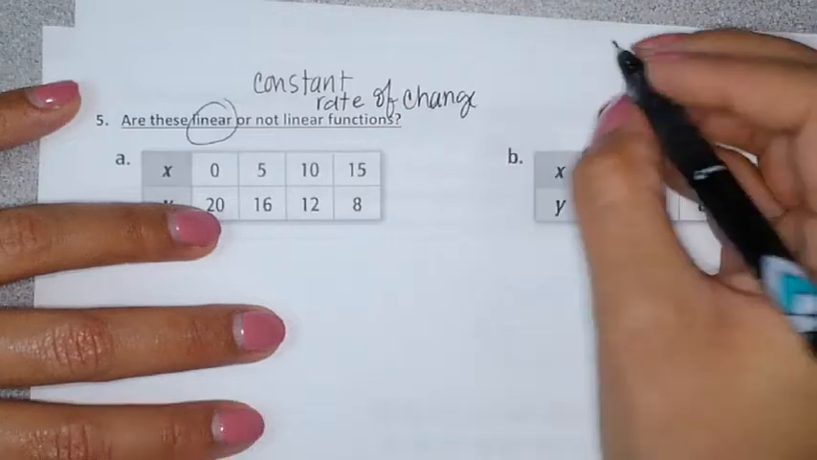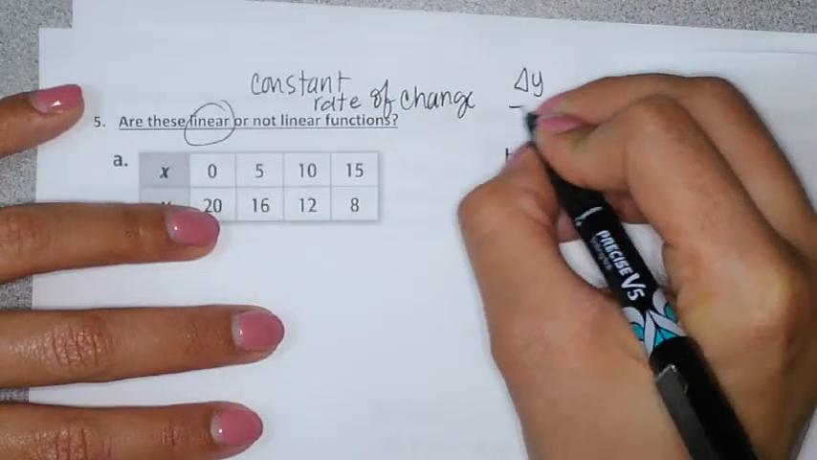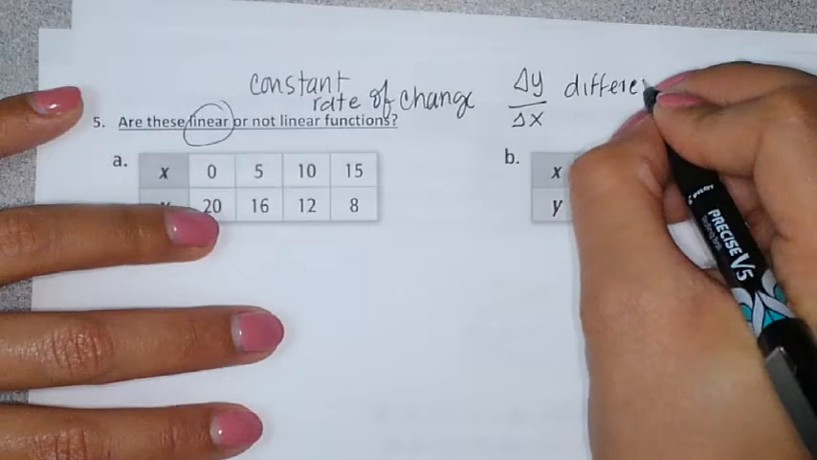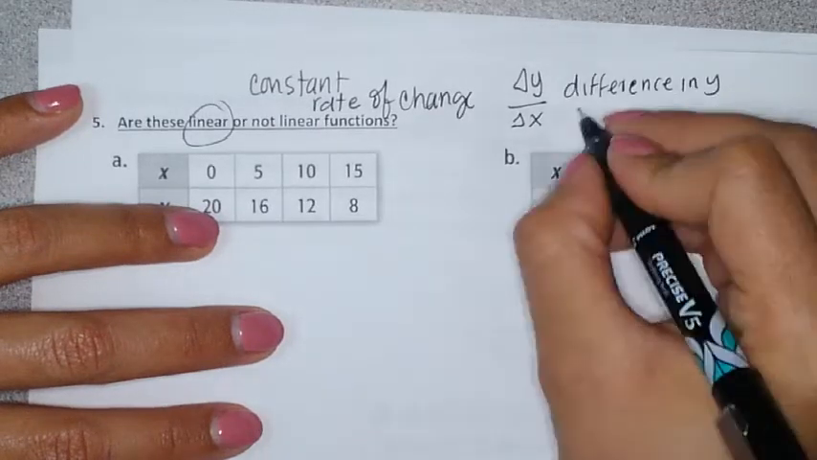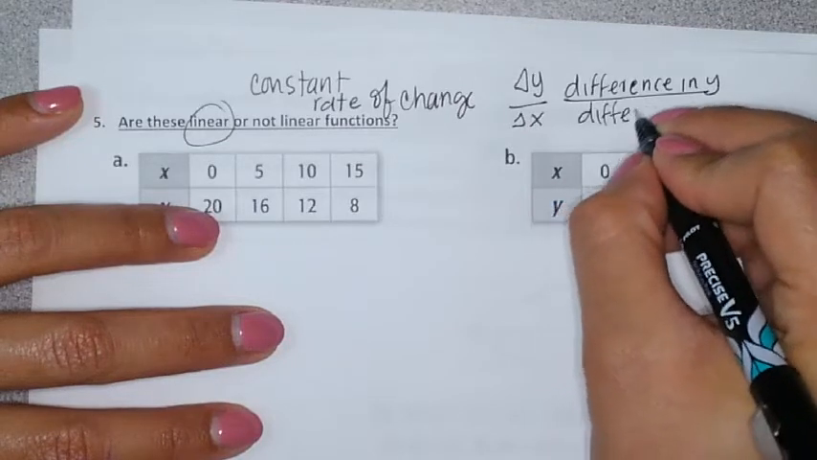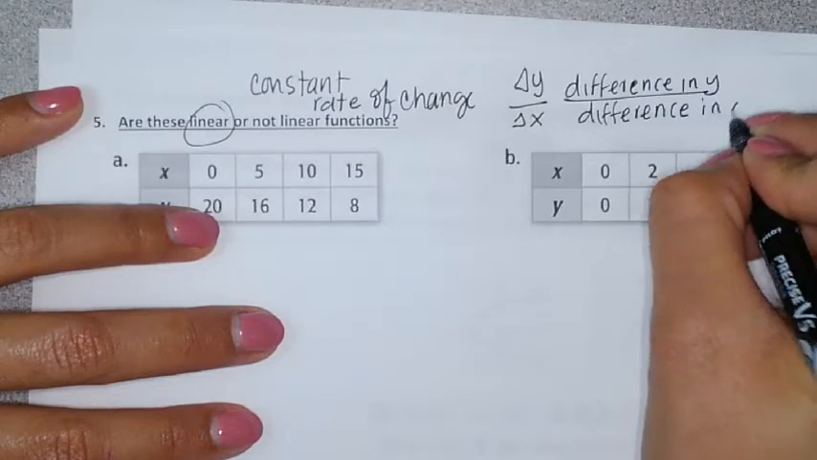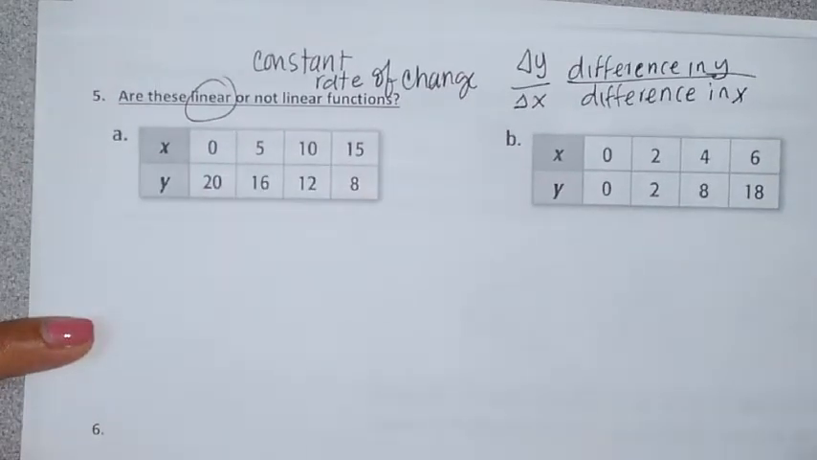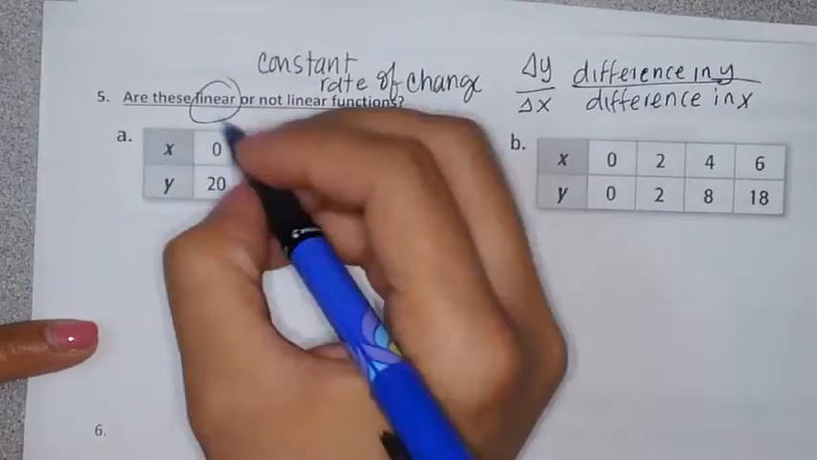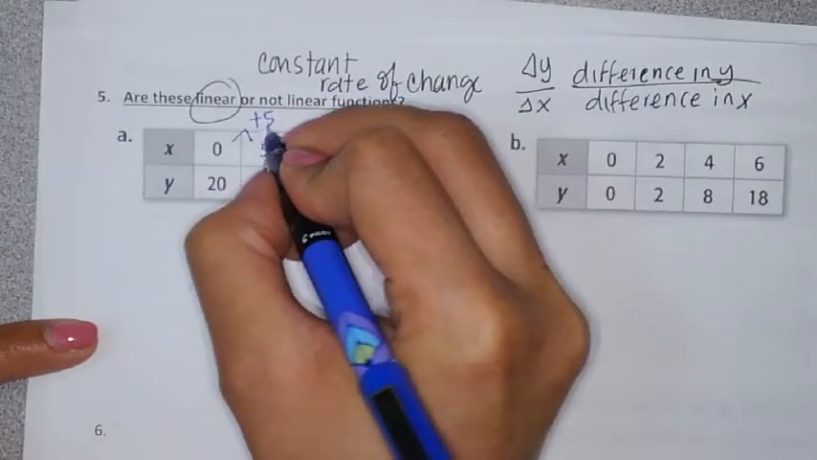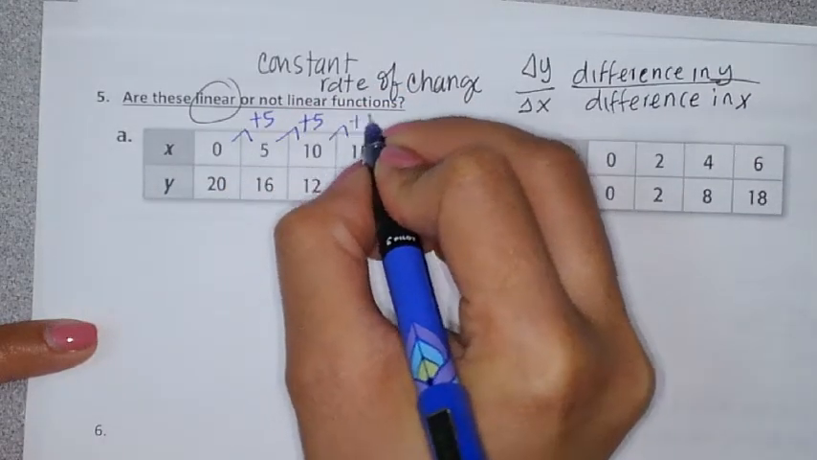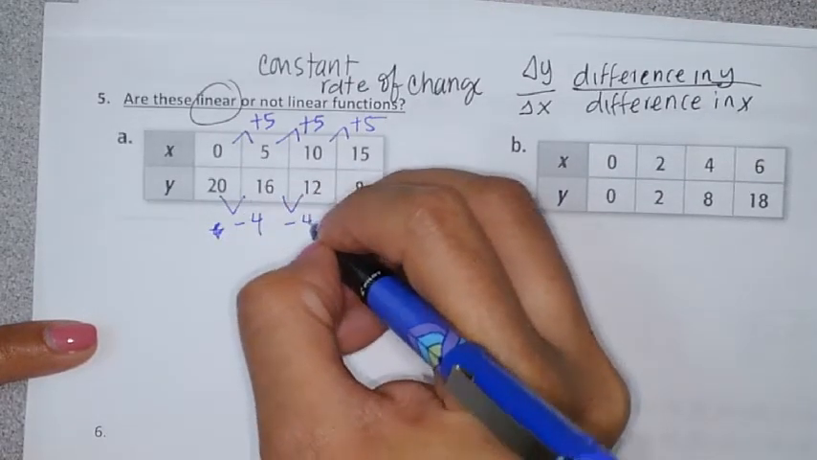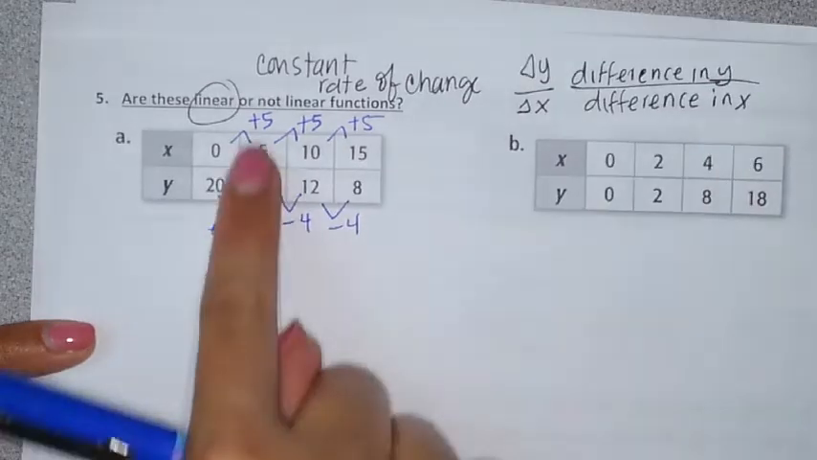So in other words, my slope, or the rate of change, which is change in y over change in x, or difference in y over difference in x. If these differences have the same ratio for all of the points, then it is a linear function. So I'm going to start by doing the differences over here. This is minus 4, minus 4, minus 4. So it looks like the differences are the same.